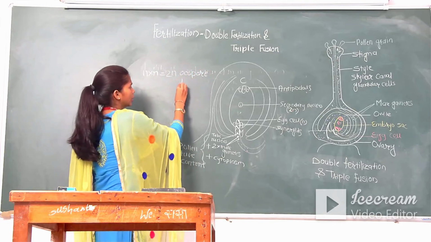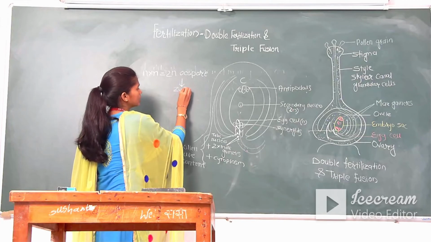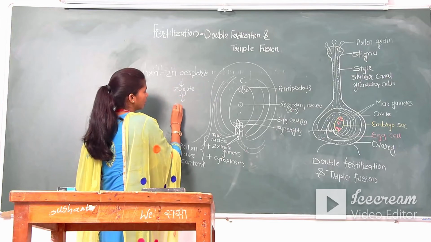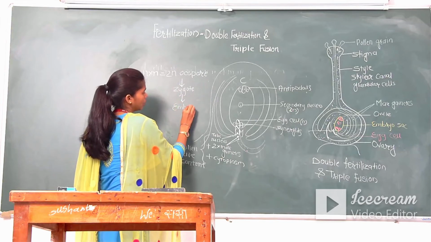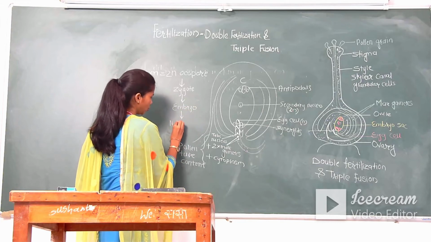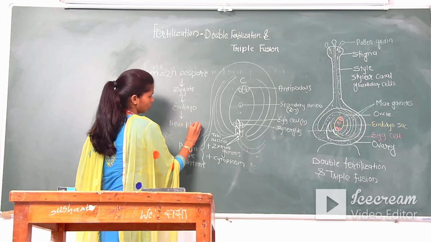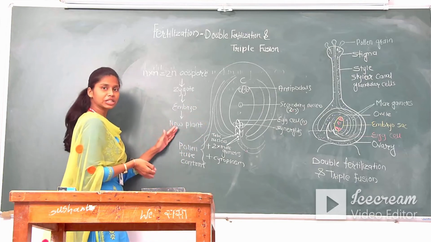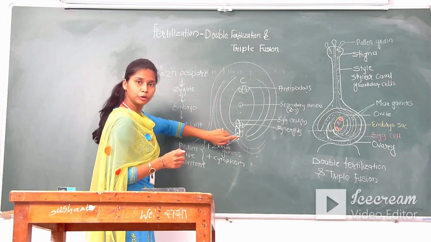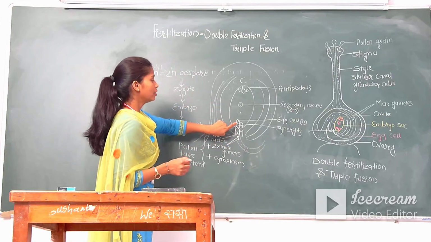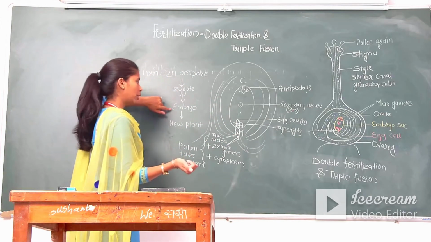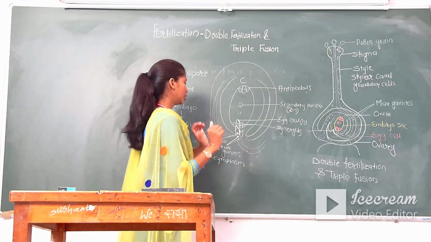This oospore develops into a zygote, and after further development it will get converted into an embryo, and this embryo will give rise to a new plant. So this is the first reaction of fertilization, where one of the two male gametes fuses with the female gamete and forms a zygote. That zygote will develop into an embryo, and that embryo will develop into a new plant.